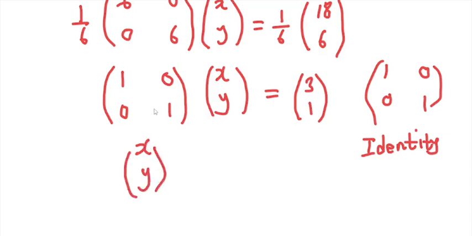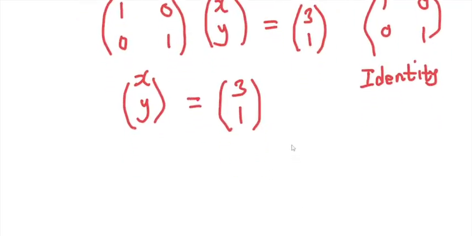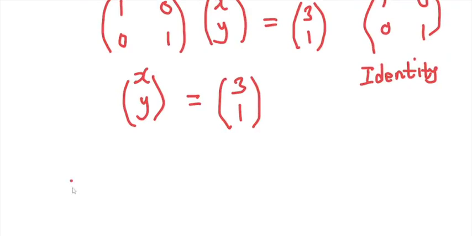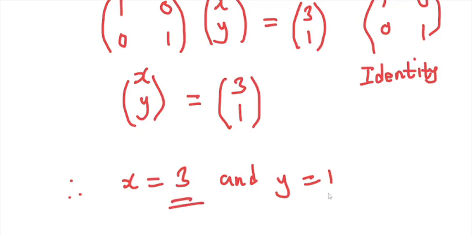When we multiply with the identity matrix here, it is equal to 3, 1. Remember, the question said we should find the value of x. So here, we can just equate. Therefore, x is equal to 3, and y is equal to 1. So these are the values of x and y.